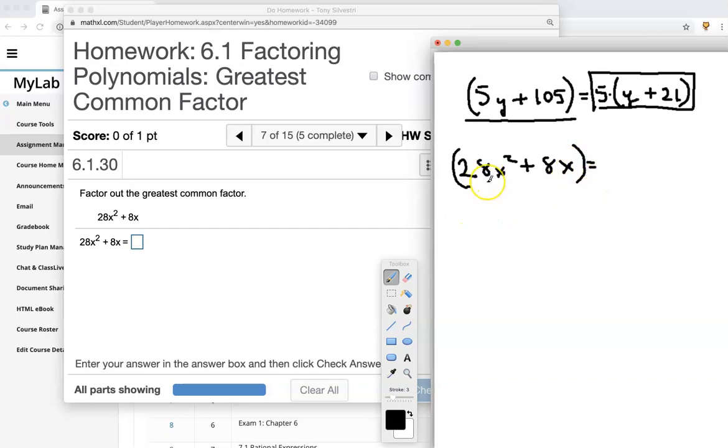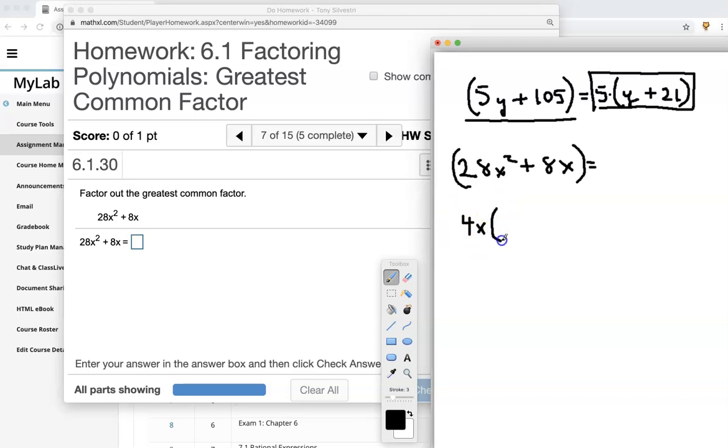I think the biggest number that divides into 28 and 8 would be the number 4. That would be it. Do you see anything else that's common between those terms? X's. Pull out an X. The smallest exponent you see is the number 1, so don't worry about that. Don't put down 1. Okay, so we found one factor right here, the greatest common factor.